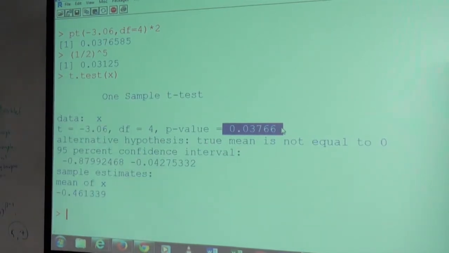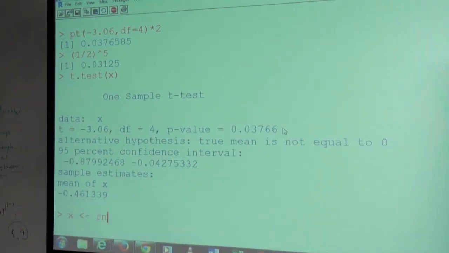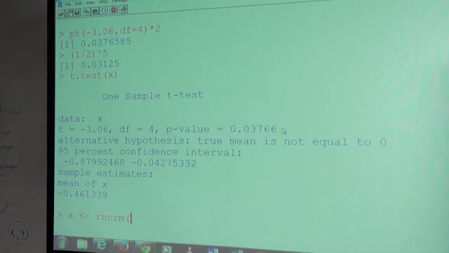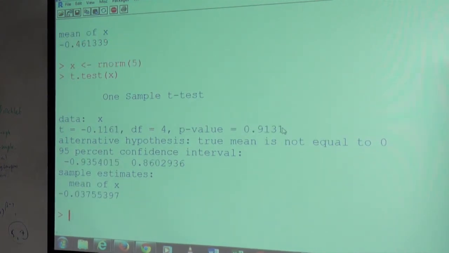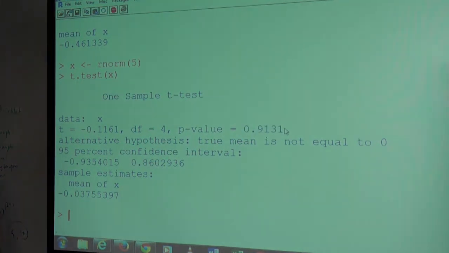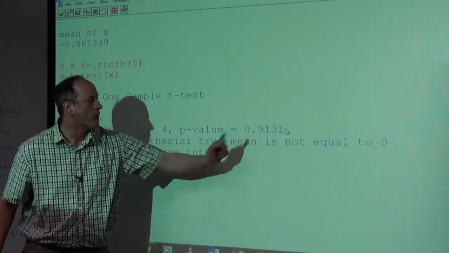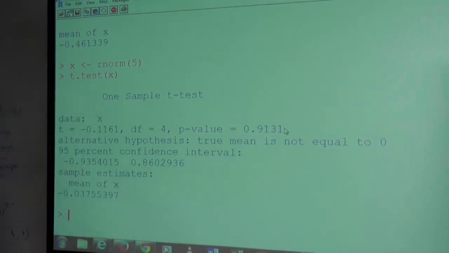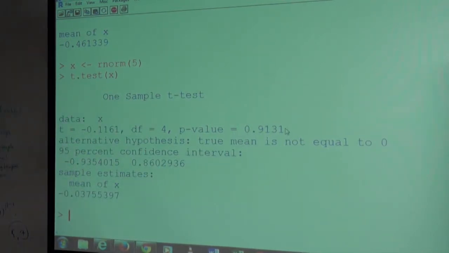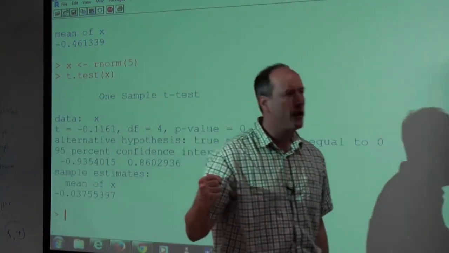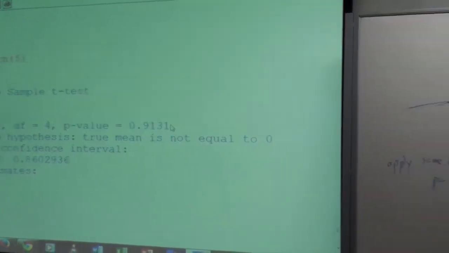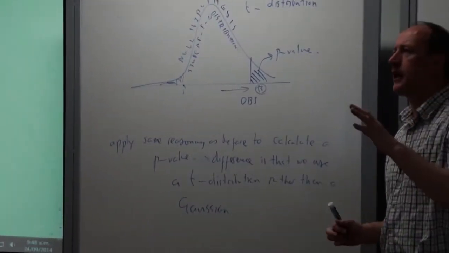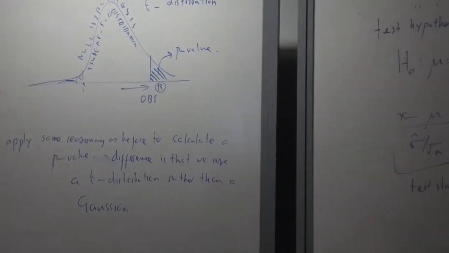And to demonstrate that, if I generate some new x's and test again, here we fail to reject it. And the majority, in fact 19 out of 20 times, you will fail to reject it because the p-value is too high, I'm sorry. This is extraordinarily useful. Let me just give you some examples of this in use.